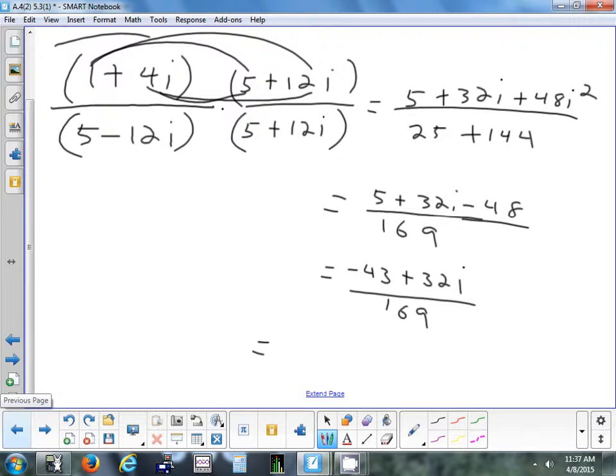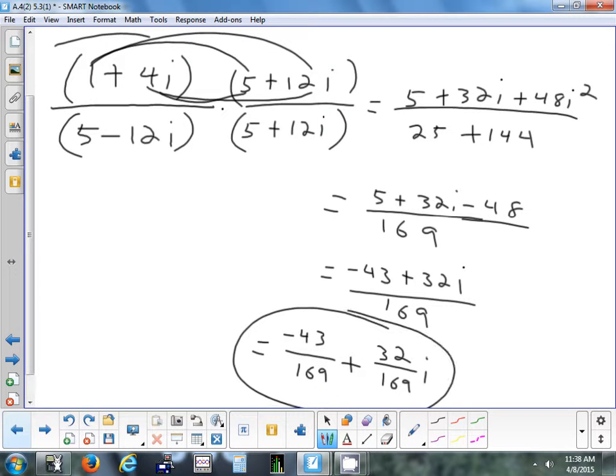Two fractions. What's my first fraction? JC? Negative 43 over 169. Good. Second fraction? 32i over 169. Yep, 32. And what I'm going to do is put the i right on the side of the fraction. You could keep it in the top, that's okay, but that's where we normally put it.